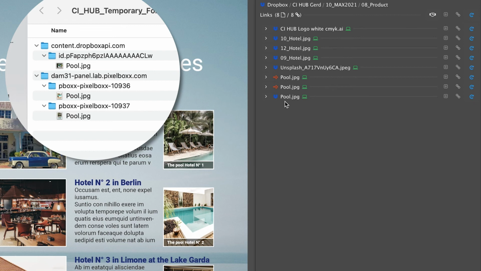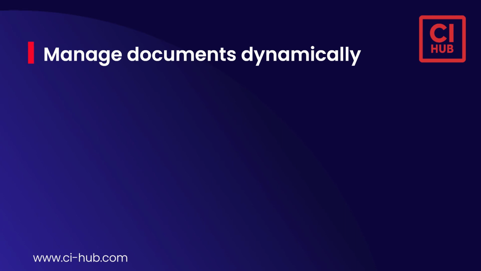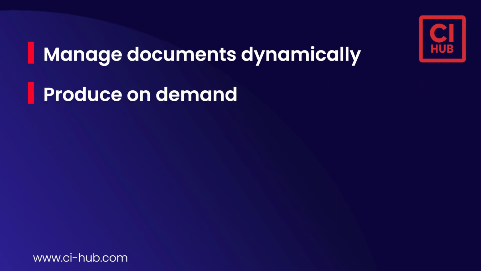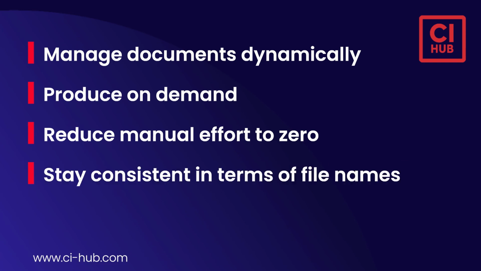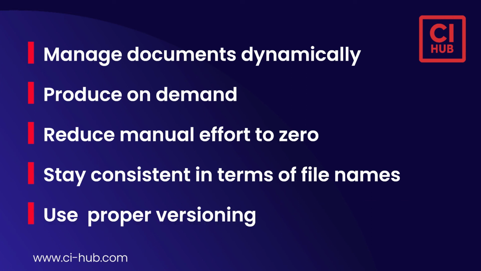Let's have a short wrap-up. With the CI Hub connector, you can manage your documents and links dynamically. You can produce proof or print PDF on demand without worrying about file names, versions, availability, etc. You can reduce manual effort and error rate to 0. You can stay consistent in terms of file names and links, and you can use a proper versioning without mixing up linked assets. This is how CI Hub improves the management of assets.